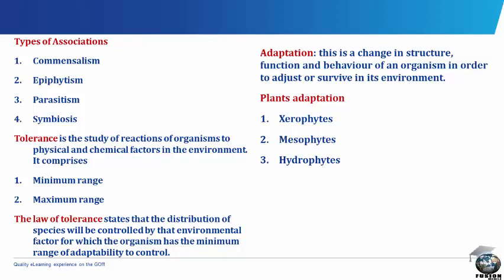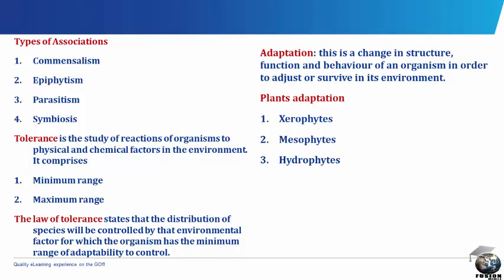Mesophytes are plants found where conditions are not extreme. They possess broad leaves for faster rate of transpiration, a well-developed root system, and no special protection for stomata. Examples are the maize, the hibiscus, and the cowpea.